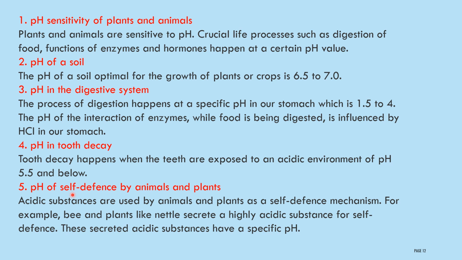The next one, pH and self-defense by animals and plants. Acidic substances are used by animals and plants as a self-defense mechanism. For example, bees and plants like nettle secrete a highly acidic substance for self-defense. These secreted acidic substances have a specific pH. These are the very important roles of pH in our daily life.